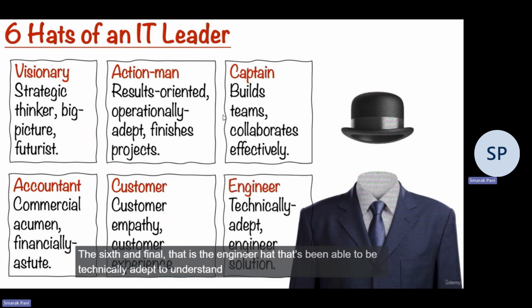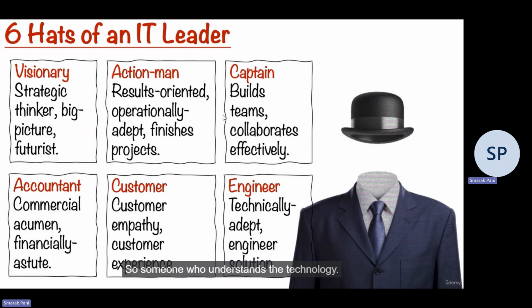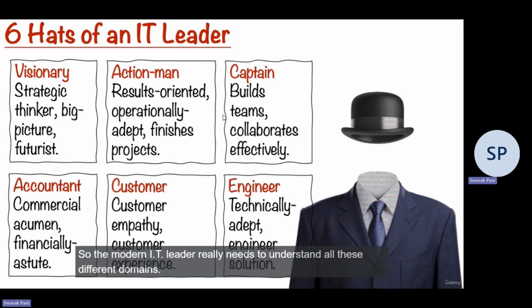The sixth and final hat is the engineer hat. That's being able to be technically adept, to understand what the technology can do and what it can't do, to be able to engineer IT solutions that address business problems. So someone who understands the technology. So the modern IT leader really needs to understand all these different domains, and rather than just wearing a single hat, they actually need to be able to wear all these 6 different hats.